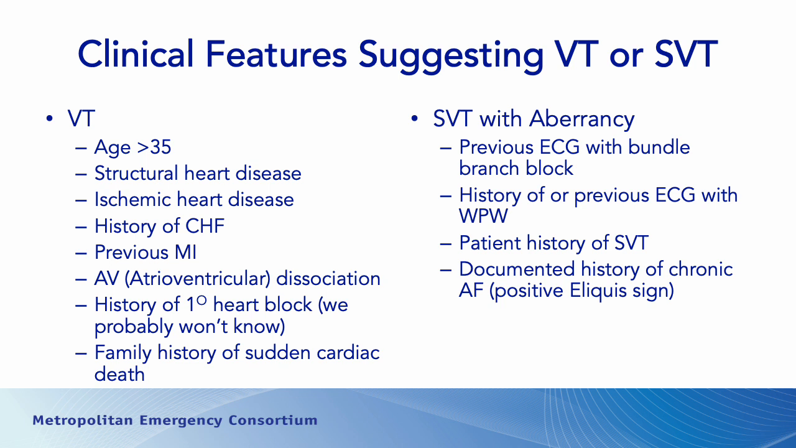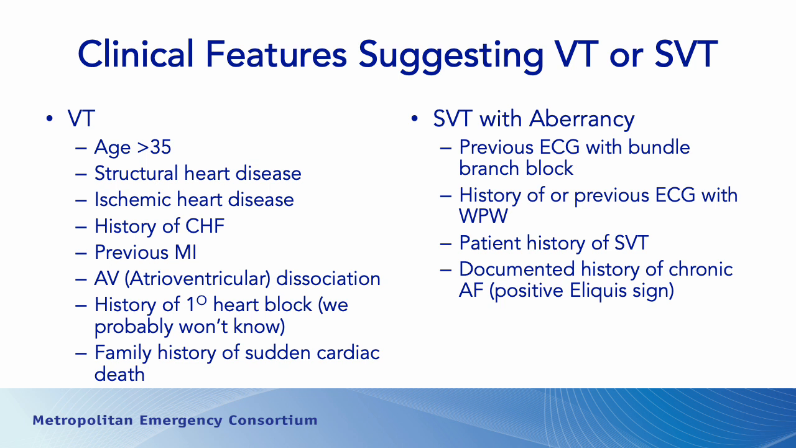How about, could this be SVT with aberrancy? Well, the first thing is you have a patient with a known bundle branch block. So they have a previous ECG and you can look at it, or the patient has one in their pocket, or maybe there's one in the physician's office where you're picking the patient up. The problem for us in the field is we don't know if they have a previous bundle branch block or not. I would suggest that you not make that presumption. The presumption is this is VT until proven otherwise. You need that old ECG for comparison.